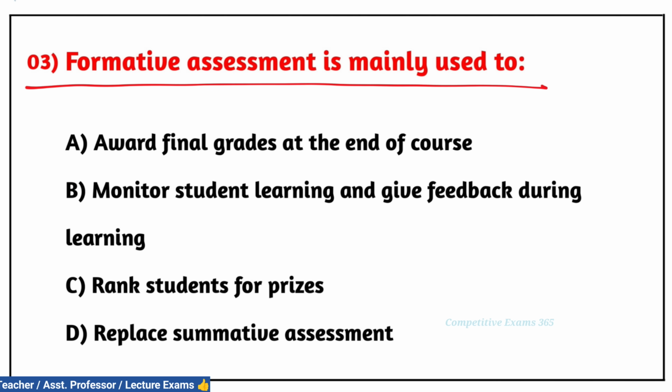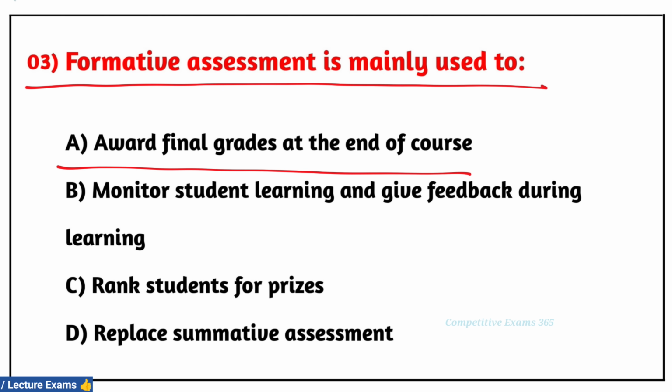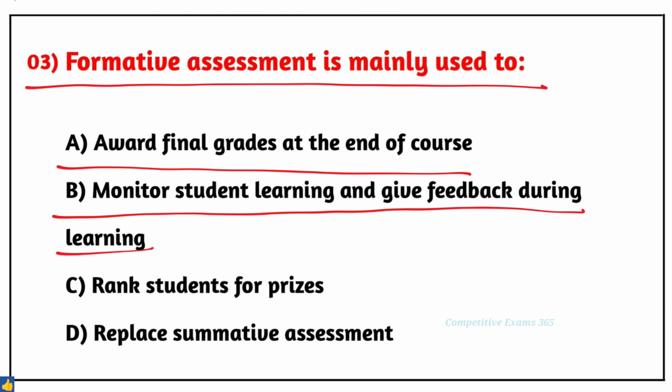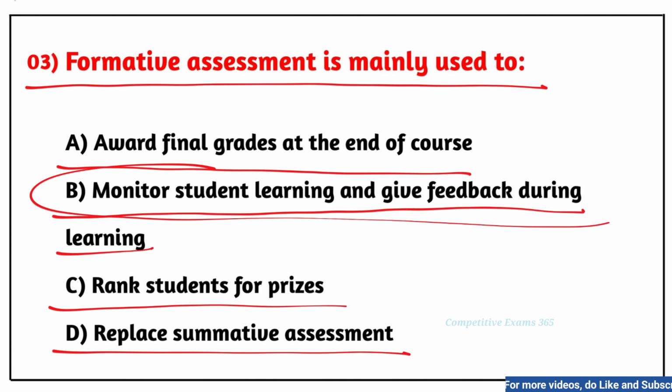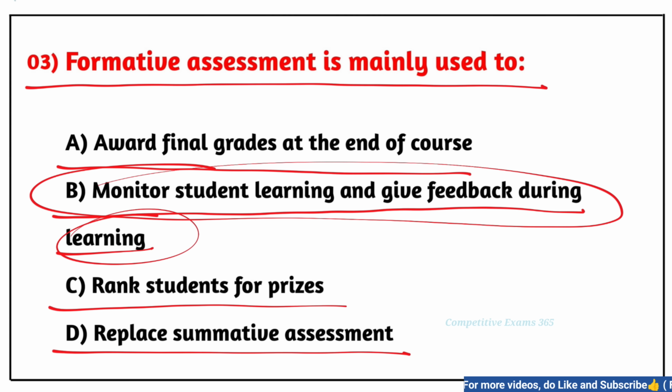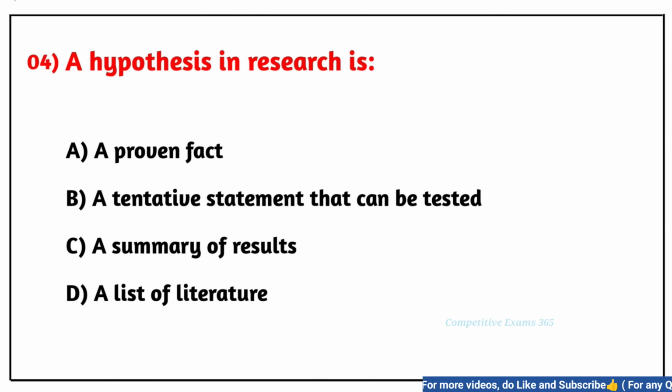Third question. Formative assessment is mainly used to. Option A, award final grades at the end of course. Option B, monitor student learning and give feedback during learning. Option C, rank students for prizes. Option D, replace summative assessment. Option B, monitor students' learning and give feedback during learning. It is the correct answer.